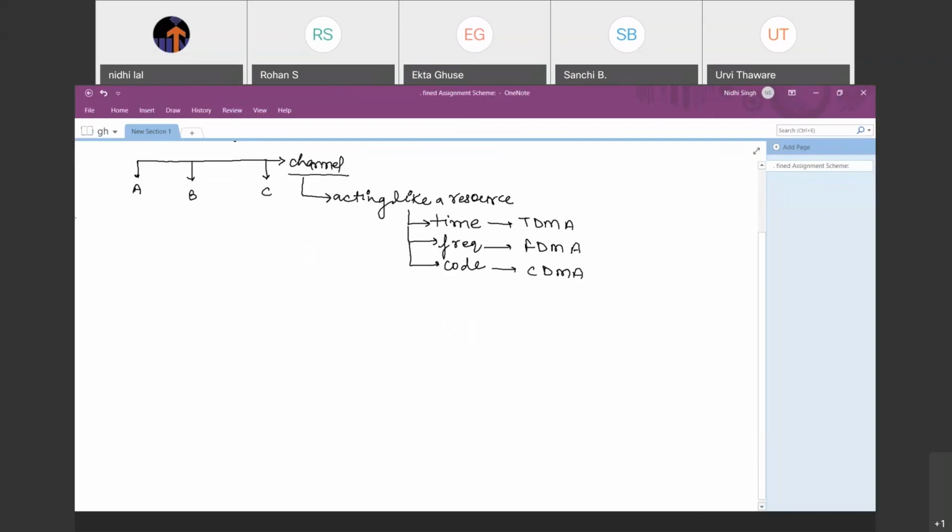So now jump to the topic. The first topic under the fixed assignment scheme is FDMA, that is frequency division multiple access.